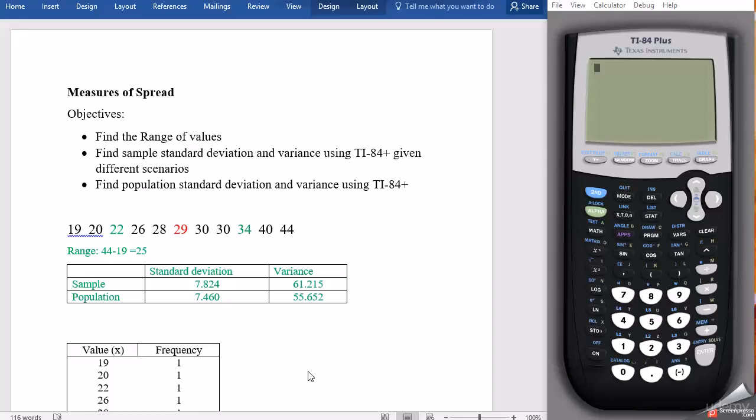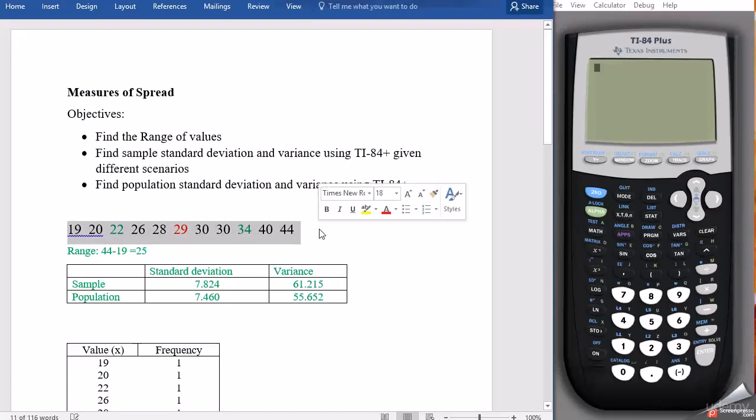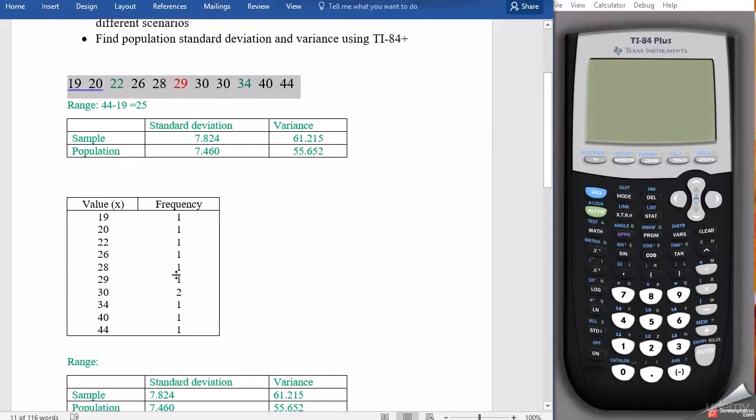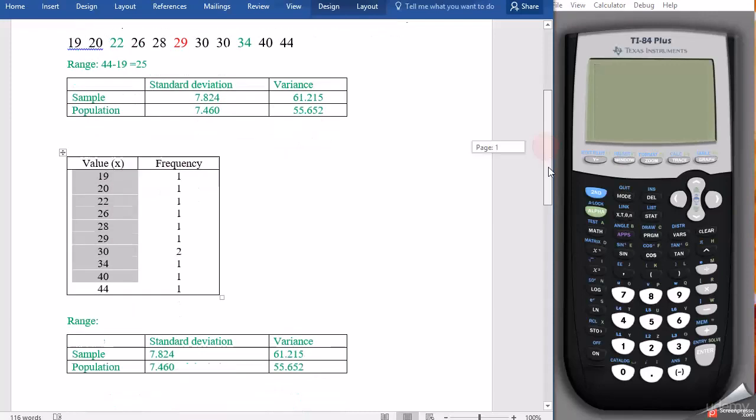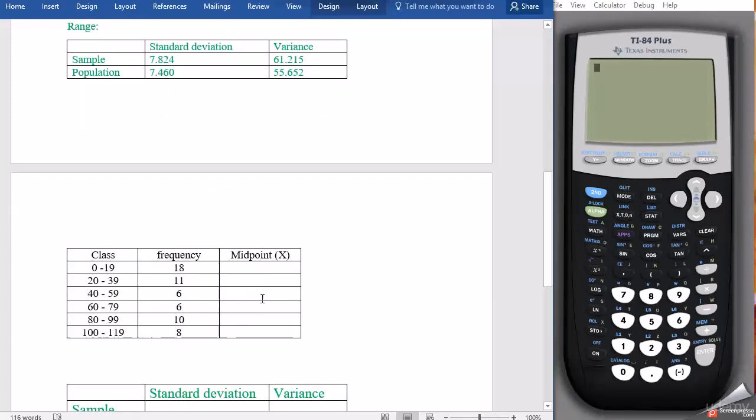Today we're going to continue to talk about measures of spread. Last time we looked at how we can find the standard deviation and variance of numbers. We started with a simple list of numbers like this. We found the standard deviation and variance. We proceeded to look at how to find the sample and population standard deviation and variance given a table like this with frequencies. So today we are going to look at how to find the standard deviation and variance of a setup like this where we have classes and we have frequencies.